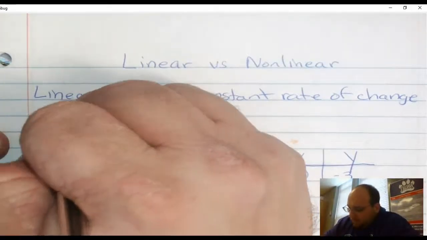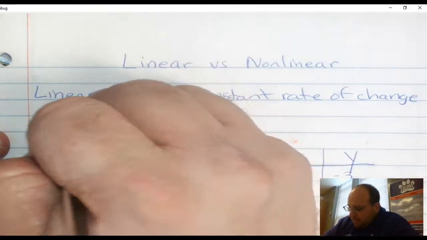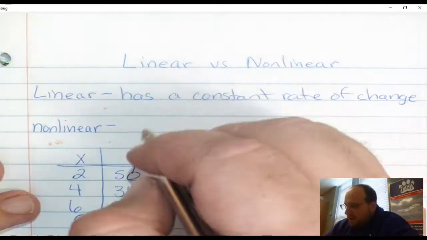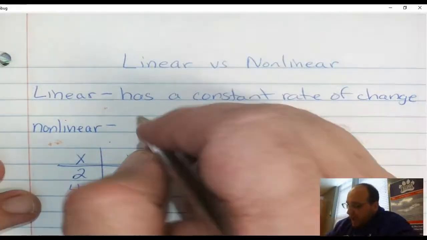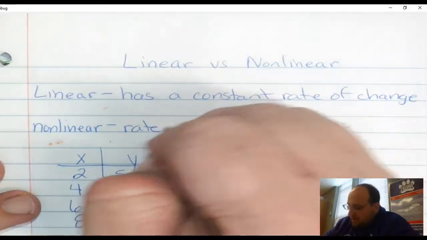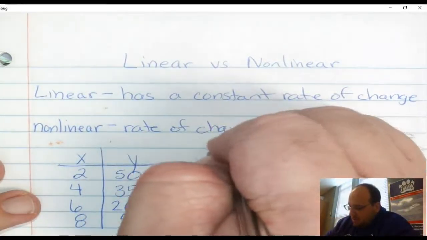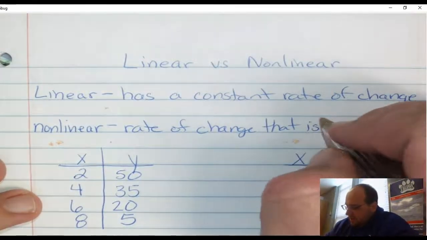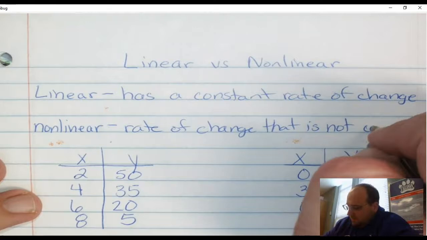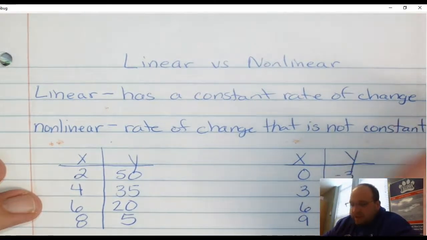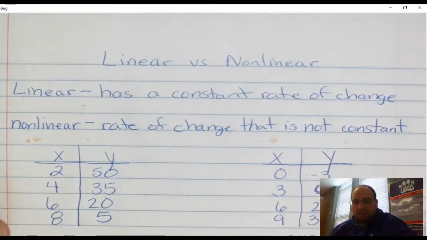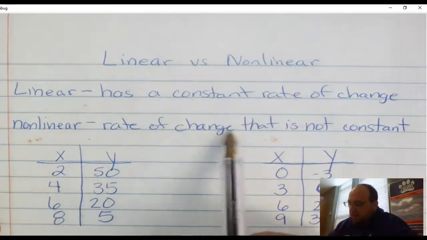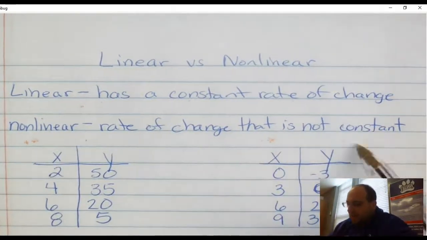Nonlinear is just the opposite. Nonlinear are functions whose rate of change is not constant. What that means is it does not change by the same amount each time. So linear has a constant rate of change, nonlinear has a rate of change that is not constant. So they're the opposite of one another.